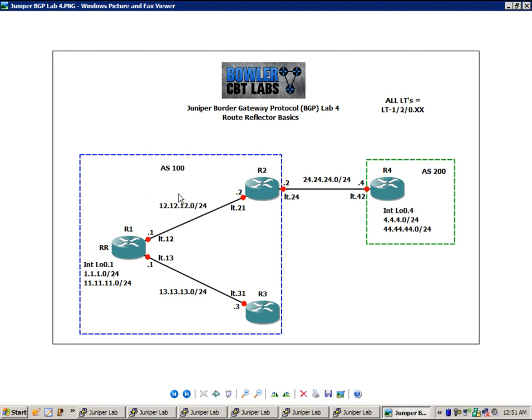So there are actually 2 ways to get around the full iBGP mesh. One of those being route reflectors, and the other one is confederations. We're not going to talk about confederations in this lab.